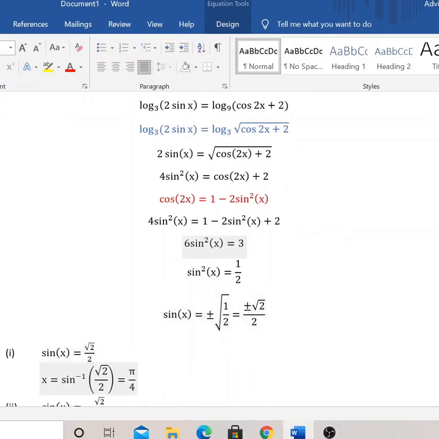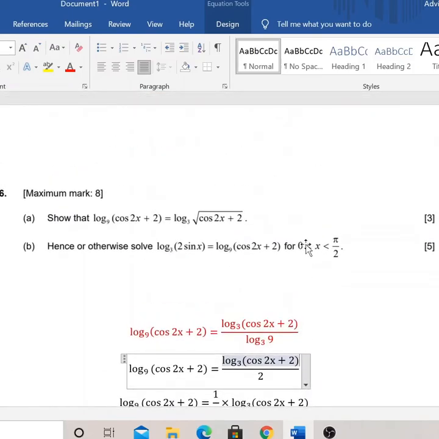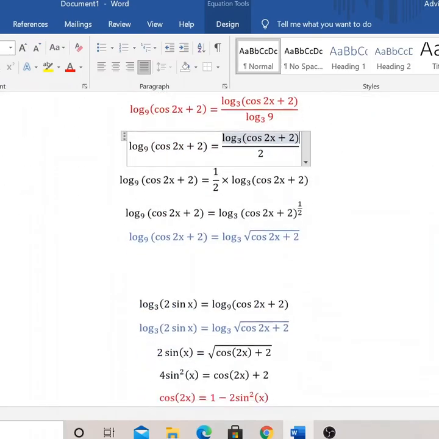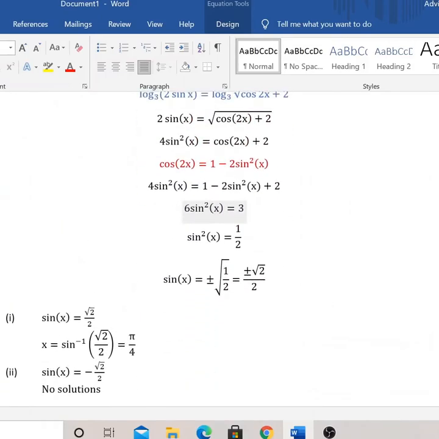So the first solution, sine x is equal to plus root 2 by 2. x is equal to sine inverse of root 2 by 2, which you should remember is always pi by 4. There are technically other solutions, but for the specified domain of 0 less than x less than pi by 2, it is only pi by 4.